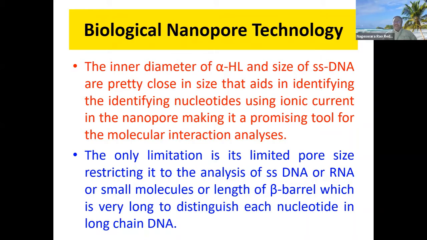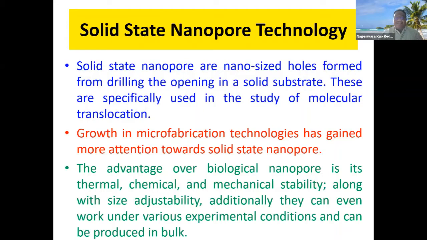And what is the limitation here? The limitation here is its pore size. Alpha hemolysin and ssDNA are almost equal in size. And if that is the case, sometimes if the nucleotide sequence is a little bit longer, it cannot go through. It is not able to differentiate that nucleotide. So that is the limitation.